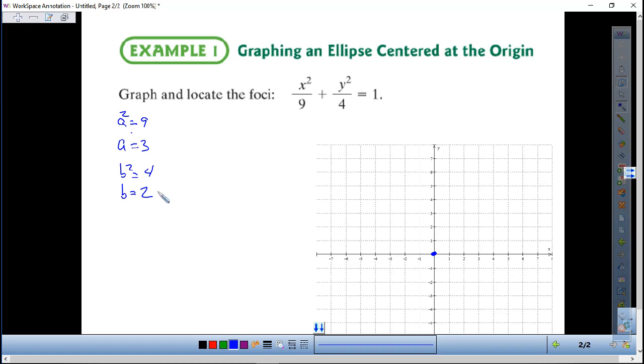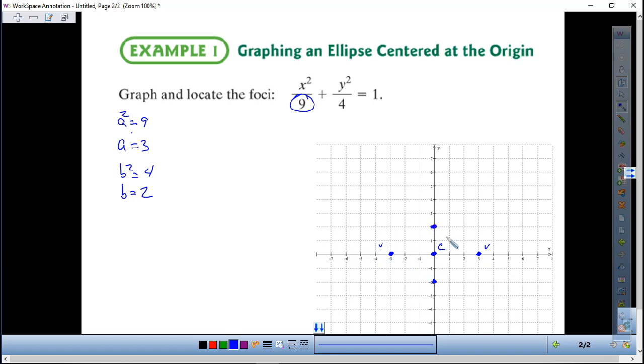Now, is this a vertical major axis or a horizontal major axis? Well, if you look at 9, it's the larger of the two denominators, and it's under the x, which means that we're going to have a horizontal major axis. So I'm going to go 3 out this direction, and there is a major vertex right there. I'm going to go 3 to the left from that center, and there's a major vertex right there. I'll go ahead and mark that center, vertex, vertex. And then I'm going to go 2 perpendicular to that major axis from the center, and that's going to be my minor axis. 1, 2, and 1, 2.